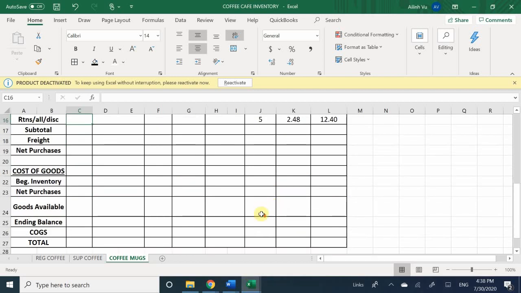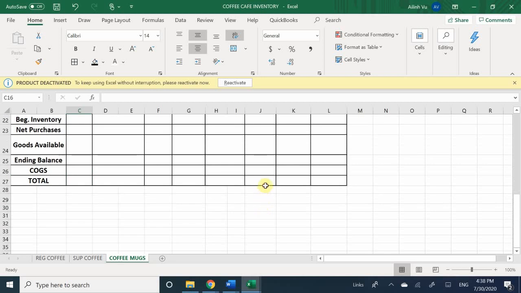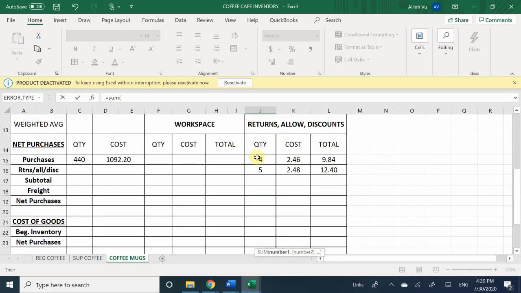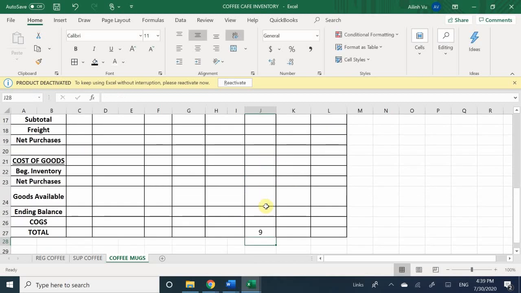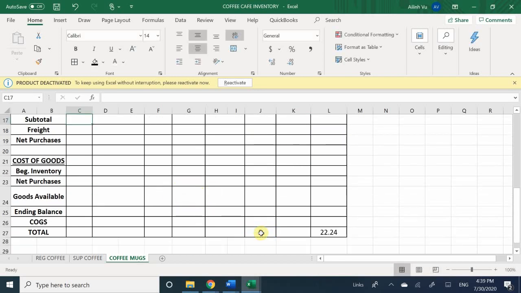Okay, so here we have it, this table right here. 9 items. We have 24. Good. So I'm gonna go ahead and sum it up down here, just so that I can reference it. So here, 9 here for $22.24. So I'm going to reference it here that I have 9 returns.